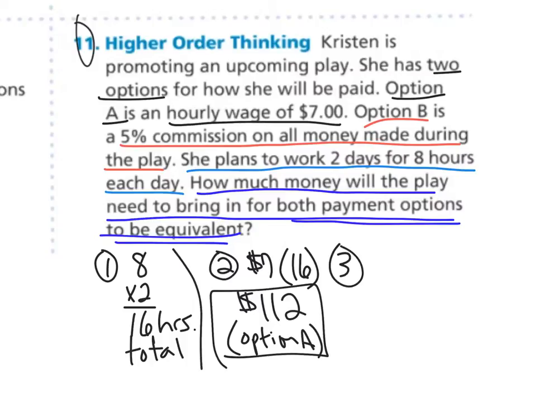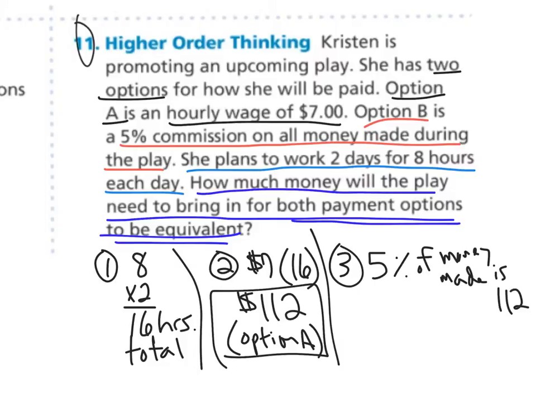And then the question is, how much money would the play have to make, basically, that she would earn $112 that way as well. So basically, we want 5% of the money made. We want that to be, so 5% of the money made is $112. That's what we're trying to get.